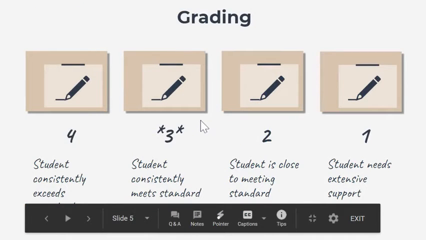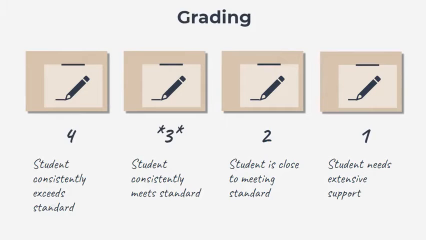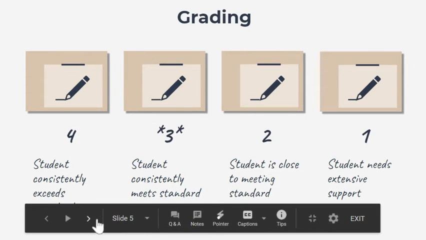Grading for this course is similar to all the other courses in iTech, where on the standards, students who are meeting them at the high school level will receive a 3. If they are consistently going above and beyond in all of their work, they will receive a 4. If they are close, but not quite there, that is a 2. And if they need extensive support to demonstrate their learning, that will be a 1.